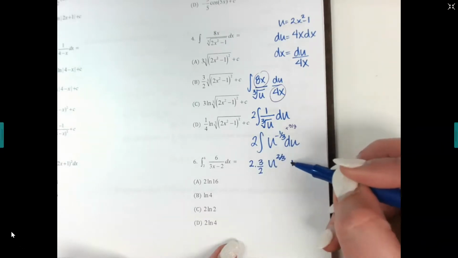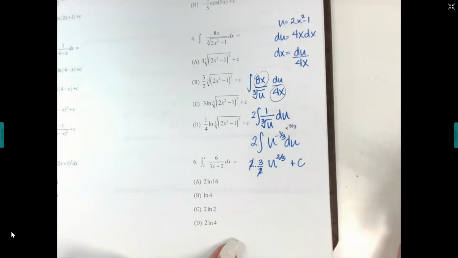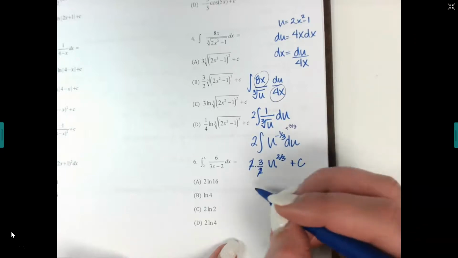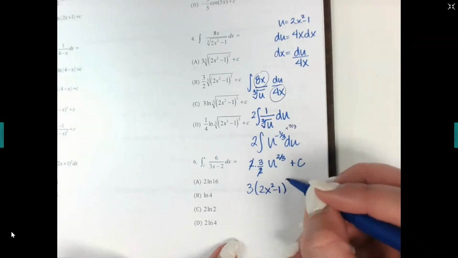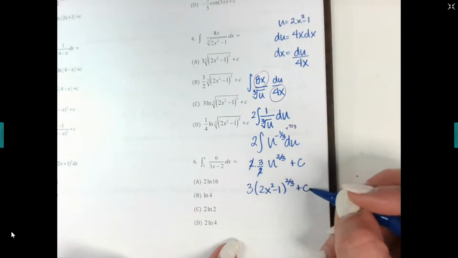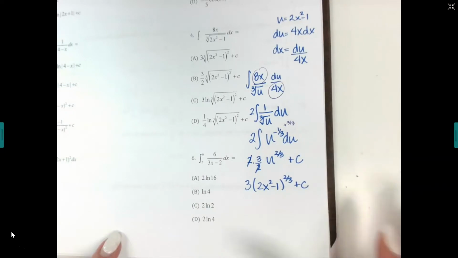Oh, don't forget the plus c. So it'd just be a 3 in the front. So I want 3u to the 2/3, and then put your u back, plus c. And then look at your choices.